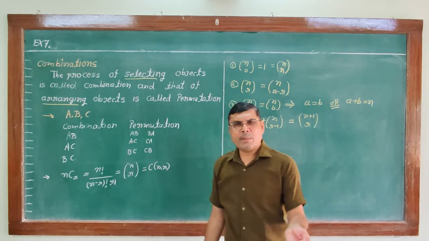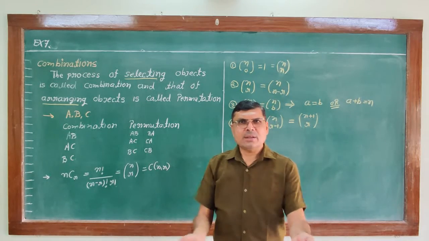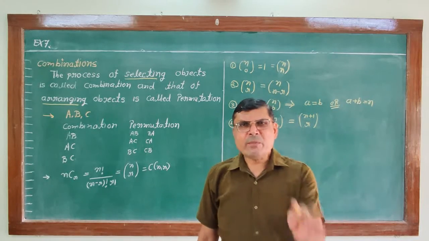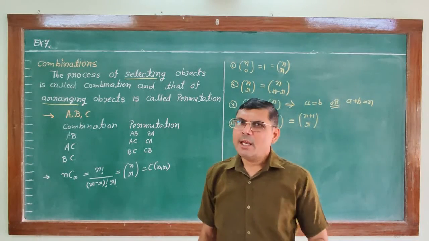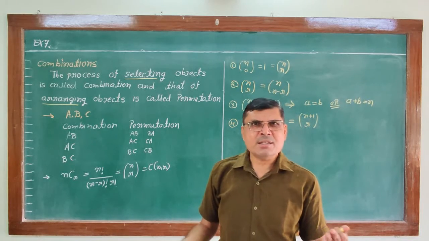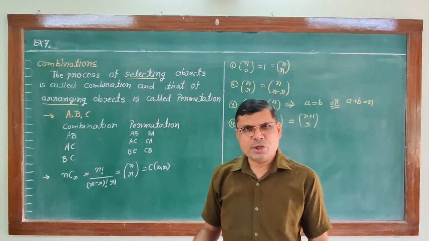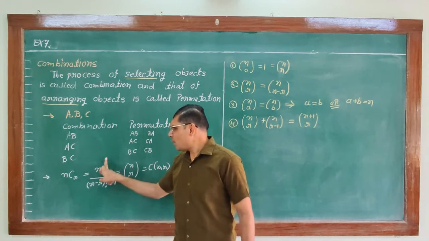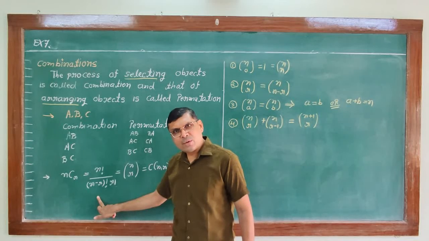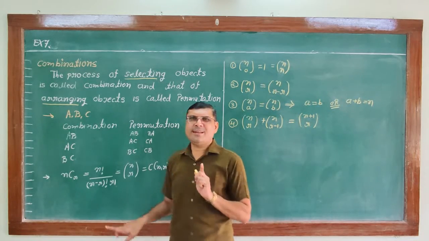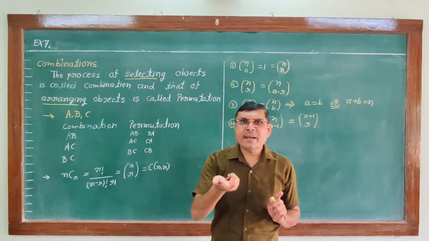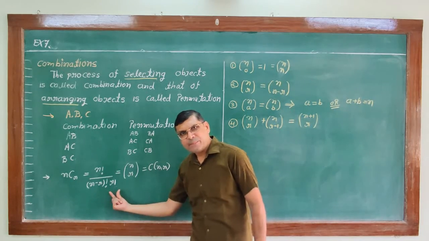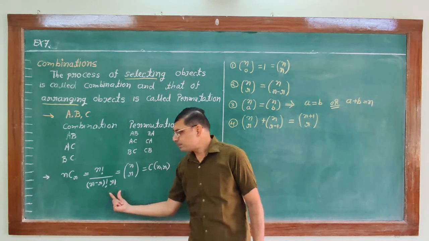Only one key you have to remember: order. You have to ask the question whether order is important. If order is important, then permutation. If order is not important, it is selection, then that is a combination. The formula is this: nCr equal to n factorial upon n minus r factorial into r factorial. It looks like the nPr formula only, but here r factorial is extra, so that you have to divide.